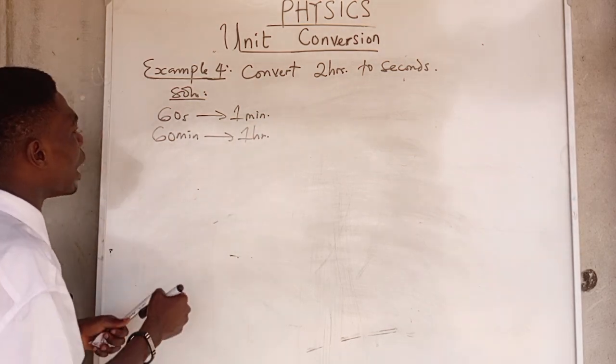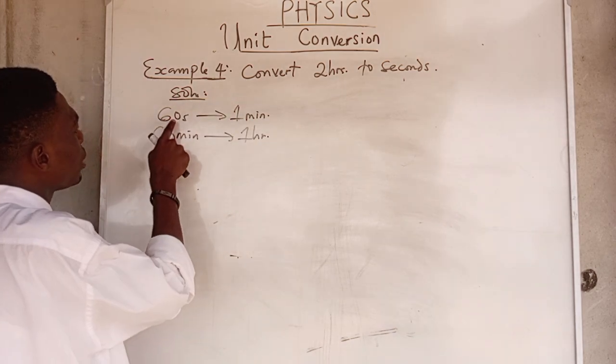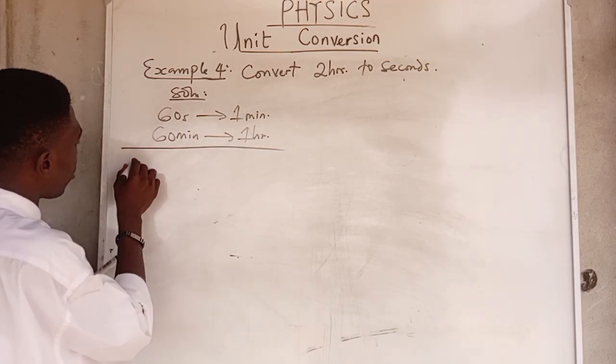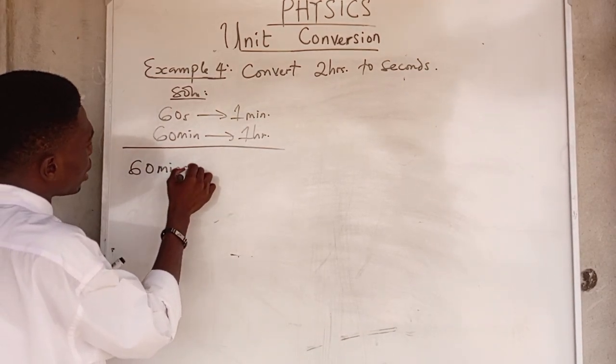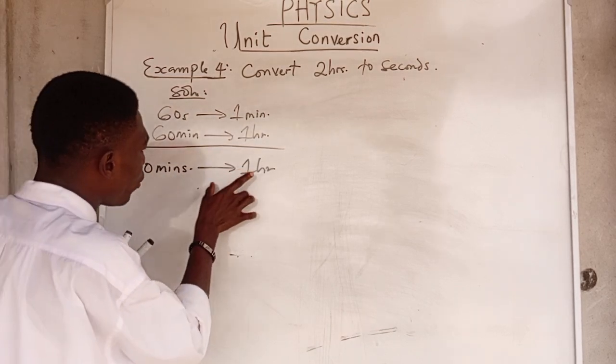Since I'm talking about hour to seconds, I'm going to find a way to relate seconds to hour, and the only way to do that is to pick this. I'm going to write that 60 minutes is equivalent to 1 hour. Are we together now? 60 minutes is equivalent to 1 hour.